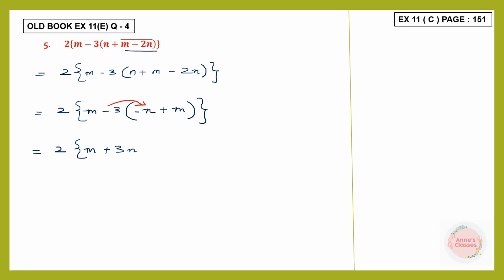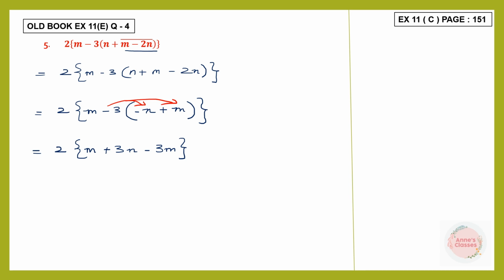Then we multiply minus 3 into plus m. The sign is minus. 3 into m is 3m. So now we can remove the parenthesis and put the curly brackets. Now we're going to remove the curly brackets by multiplying 2 into each term inside. So first multiply 2 into m. Now there is another way of doing it.